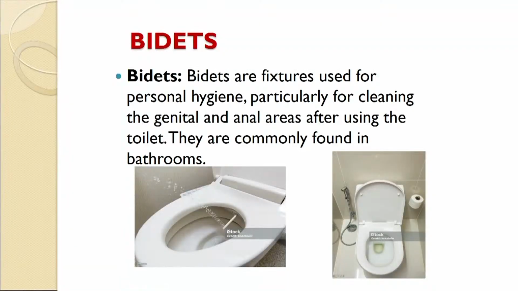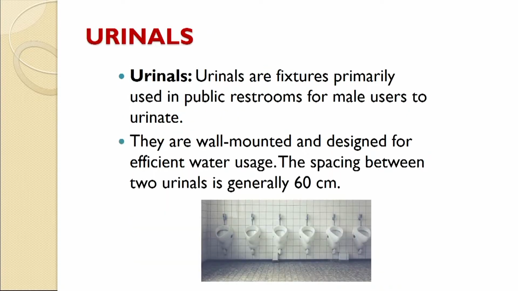This is very important. This is called the bidet. They are the fixtures used for personal hygiene. If you give attention, you will find that a small pipe is attached. They are basically used for cleaning the genital and anal area after using the toilet. They are commonly found in the bathroom, but it depends upon the choice of the customer or client.